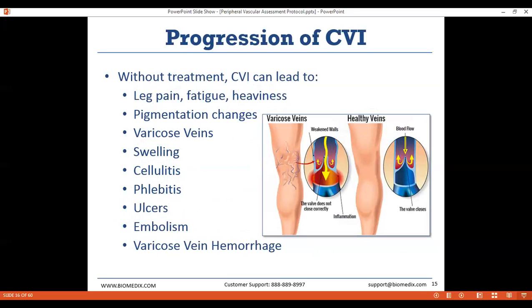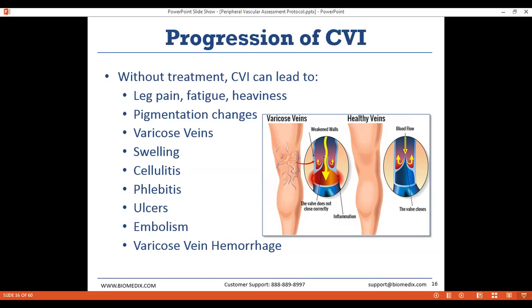Without treatment, CVI can lead to leg pain, fatigue and heaviness, pigmentation changes. We spoke a little bit about the fact that PAD patients, because they have a lack of blood in the legs and feet, often have a pale or bluish discoloration. For CVI patients, there's almost the opposite problem.